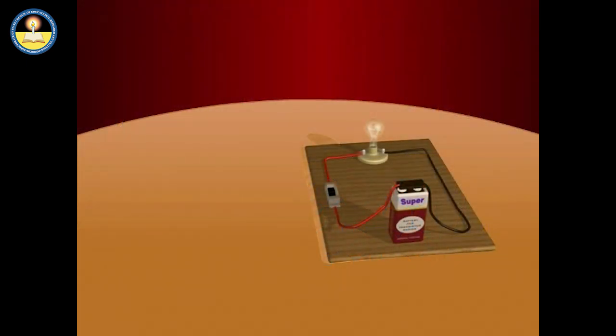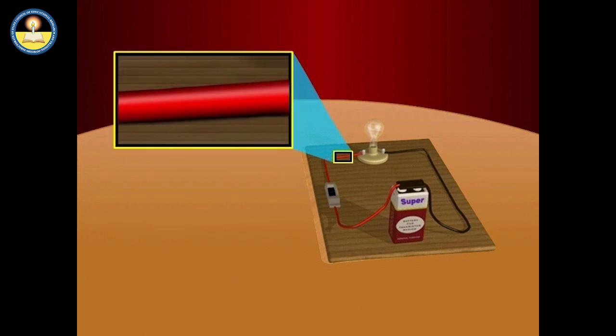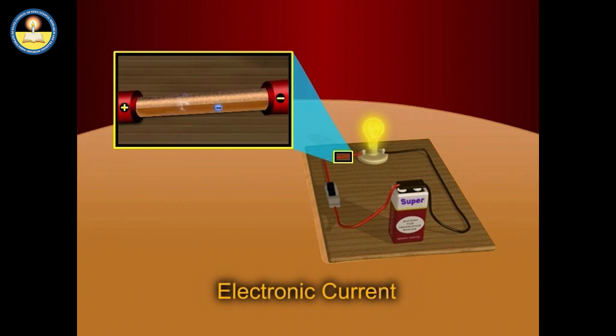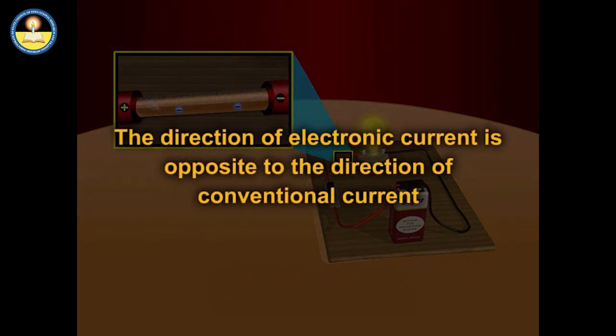As a matter of convention, the direction of flow of positive charge gives the direction of current. This is called conventional current. While the direction of flow of electrons gives the direction of electronic current, the direction of electronic current is opposite to the direction of conventional current.